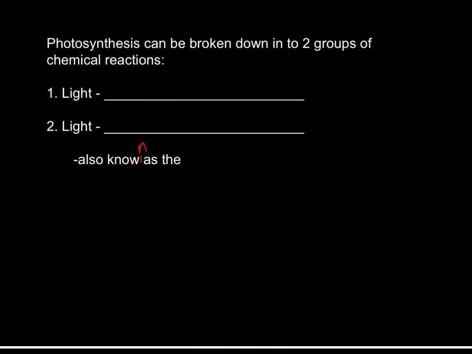Okay, so photosynthesis can be broken down into two groups of chemical reactions. The first one is going to be the light-dependent reaction. And it's called light-dependent because its energy source is the sun itself. And then we have the light-independent reaction.